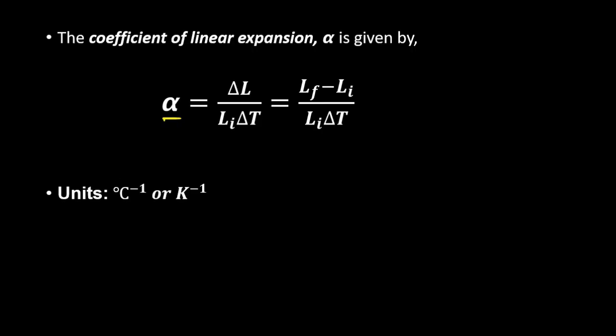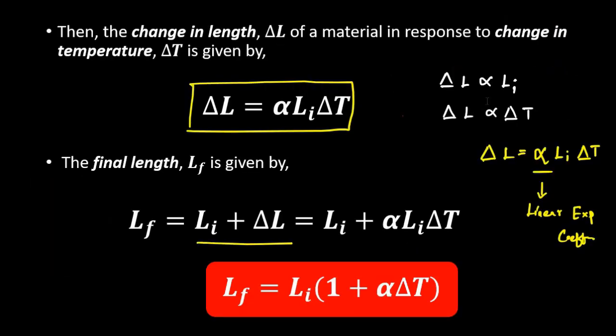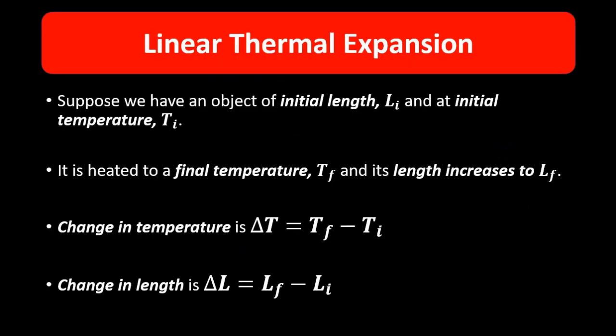Always remember here the increase in length depends on two parameters, the initial length and the change in temperature. The more the initial length, the more will be the increase in length. The more the change in temperature, the more will be the increase in length, because there is a direct proportionality relationship here. So this is linear thermal expansion.